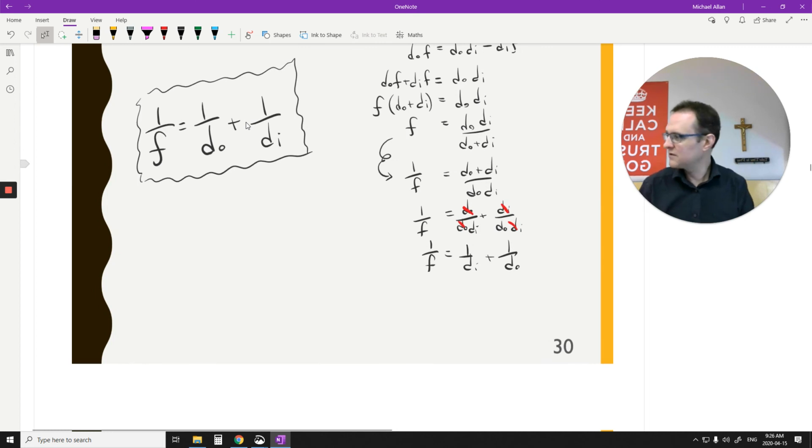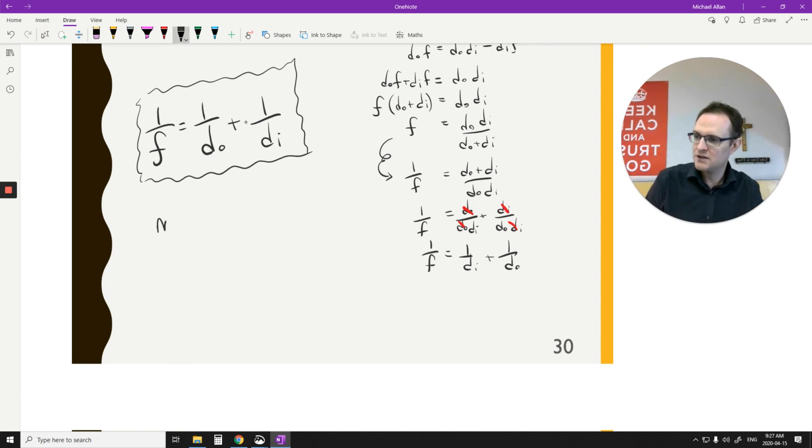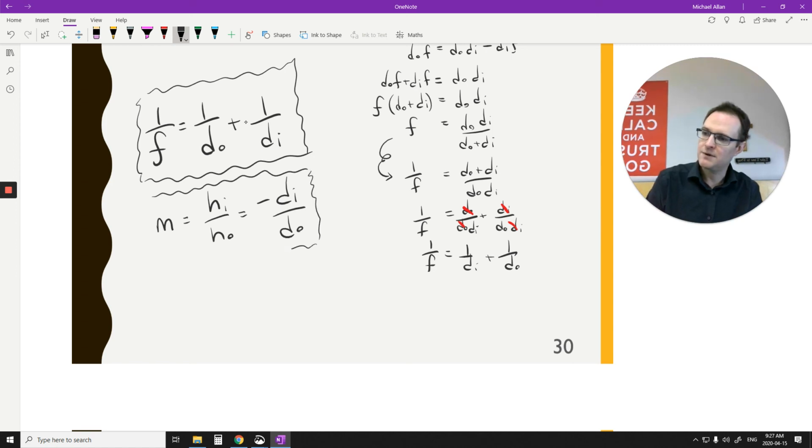Now the magnification formula has a negative thrown into it. It's on your formula sheet as well, where it says the magnification is HI over HO, okay? And there's also a negative DI over DO, negative DI over DO, okay? Now the negative is thrown in there to help us fix some mathematical glitches. If it's inverted, we want the height to come out as negative. If it's erect, we want the height to come out as positive.